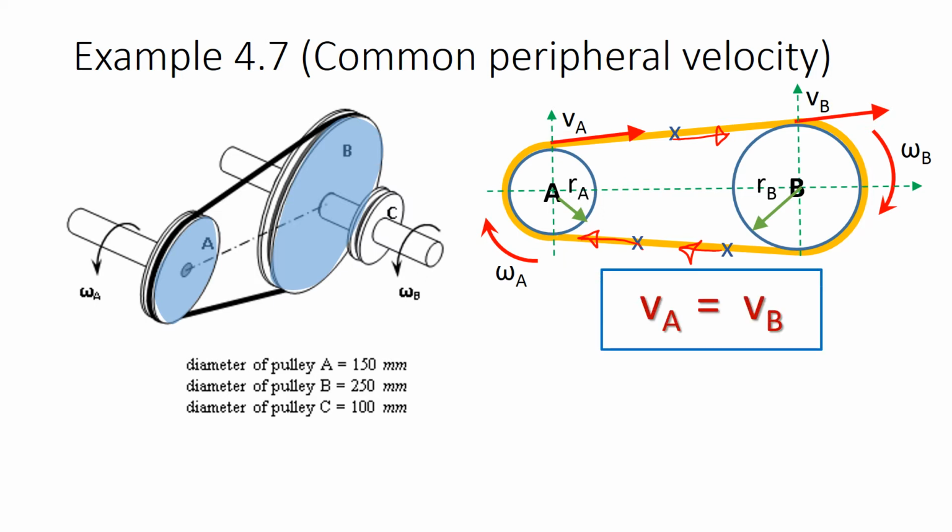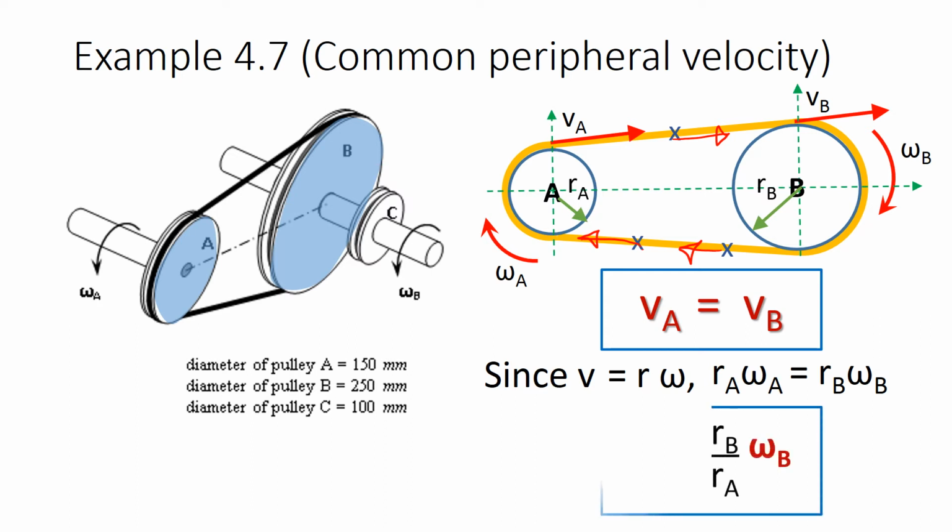Let us write this down. So the first relationship, VA is equal to VB. Now what about the angular velocity relationship between pulley A and B? Now we know that V is equal to R omega, and we have just established that VA equals VB. Let's substitute and equate them. We will have RA omega A must be equal to RB omega B. And again, rearranging this equation, we will establish the relationship between omega A and omega B as shown.